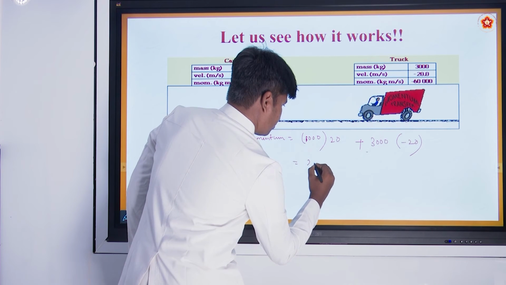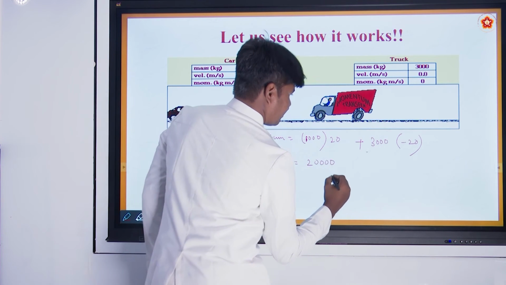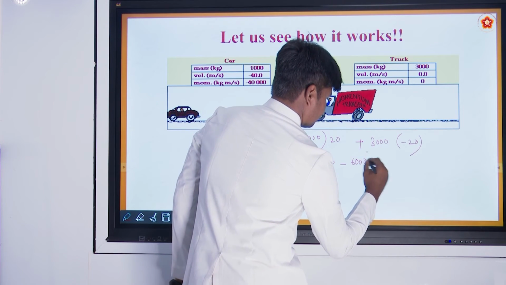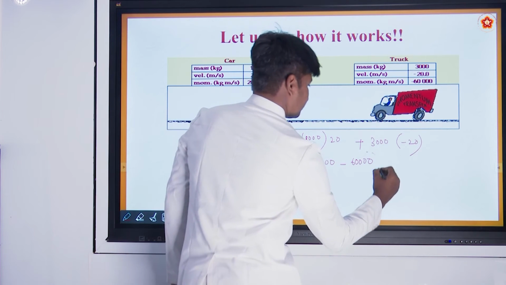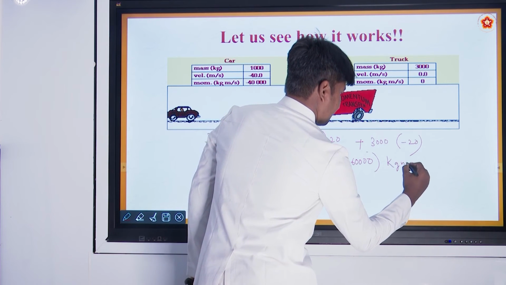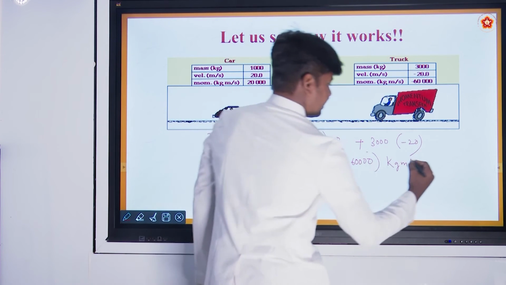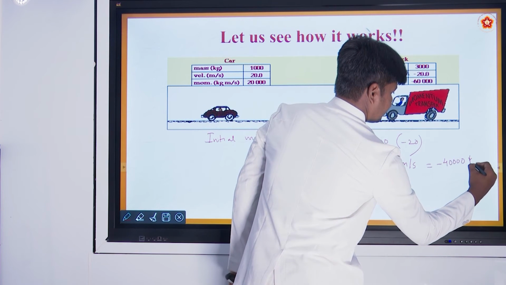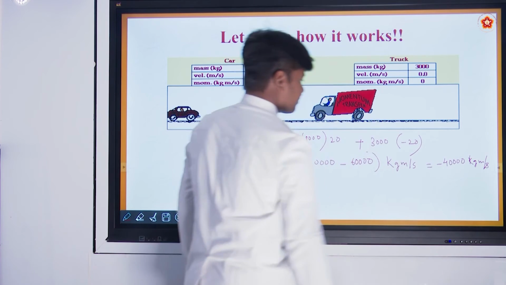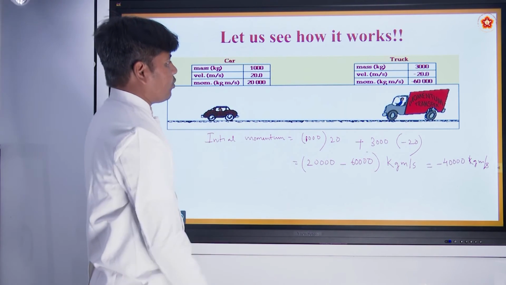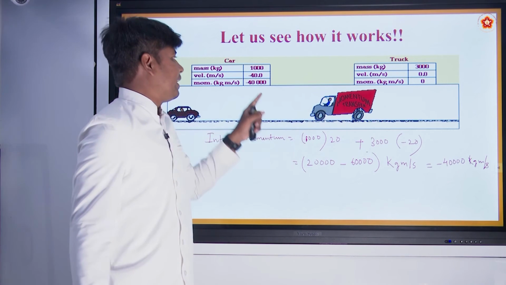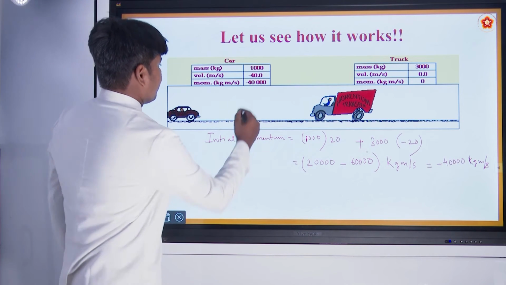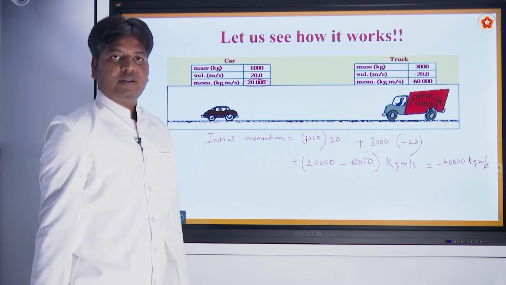So, what is this? 20,000 minus 60,000, right? What are the units? Kg meter per second. So, that will be equal to minus 40,000 kg meter per second. Now, after collision, what happens? This comes to halt, 0, and it acquires the velocity and goes in the negative direction. So, you already have, when it is moving, minus 40,000.